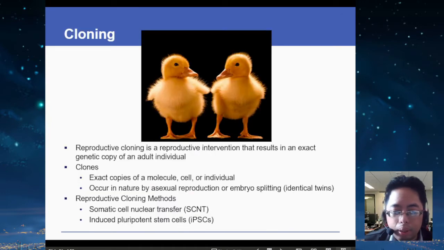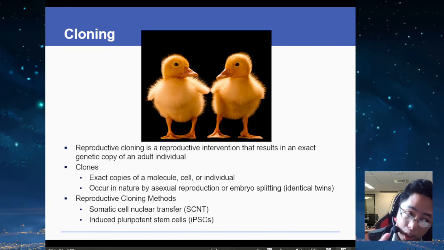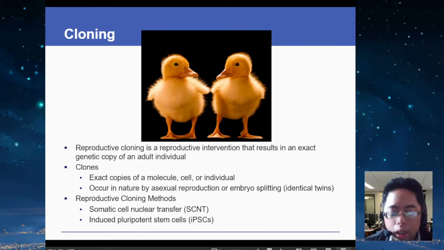Application of DNA replication. So you have cloning. So cloning means you want to make a new organism that is exactly the same as the adult individual, which is the original. Okay, so it is an exact copy of a molecule, cell, or individual. It occurs in nature by asexual reproduction or embryo splitting. But there is a technique that is used by humans called reproductive cloning methods.